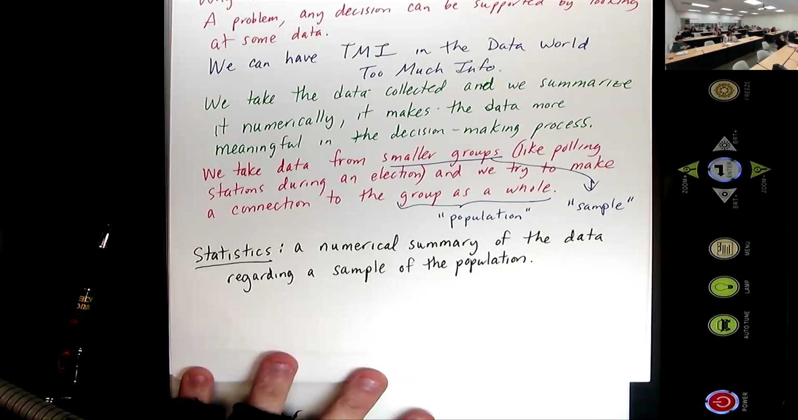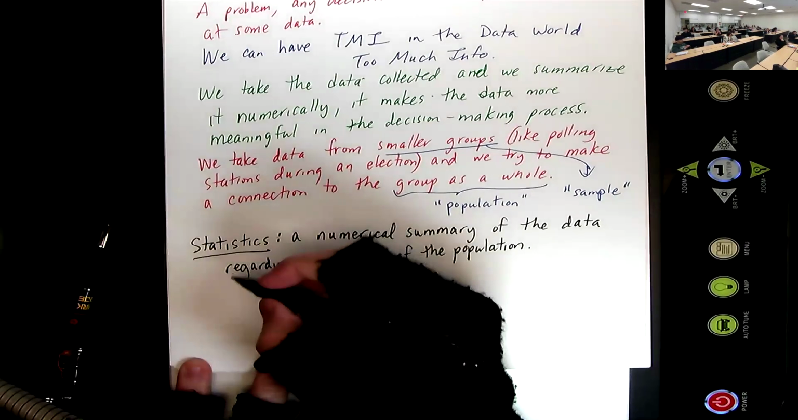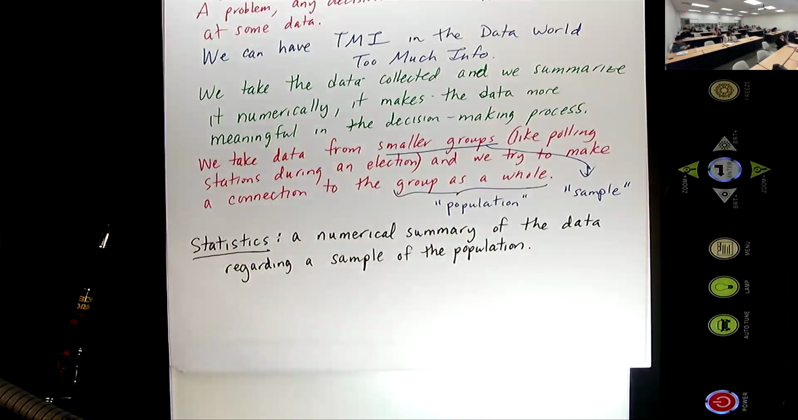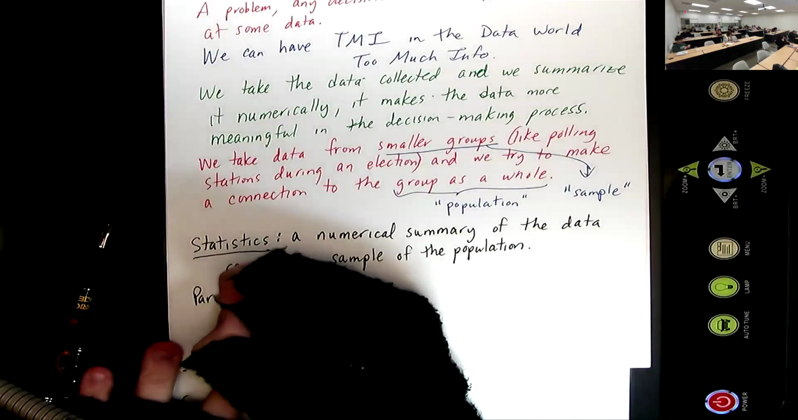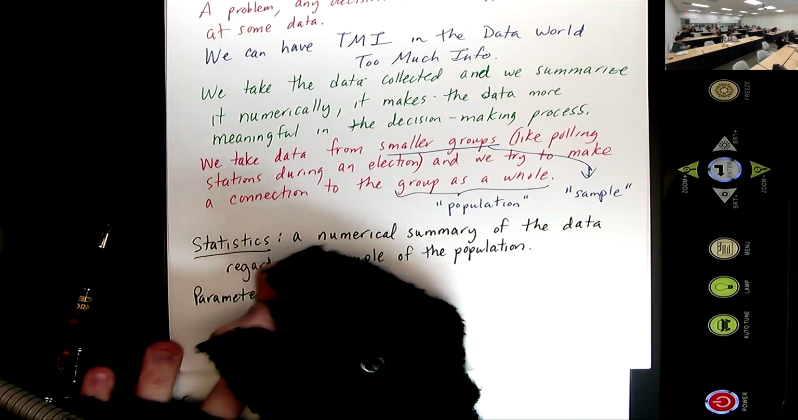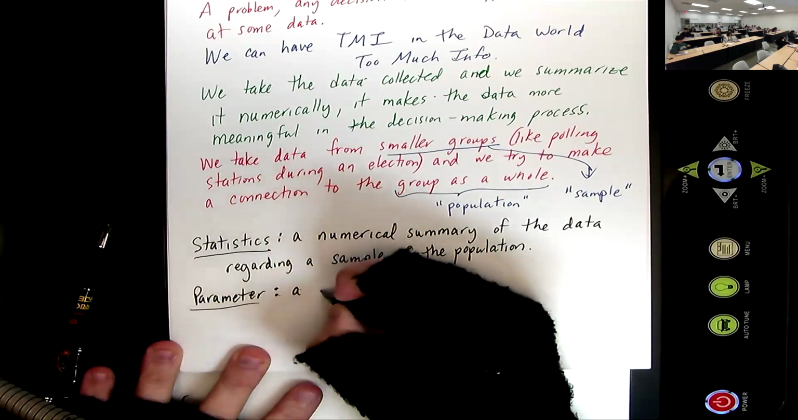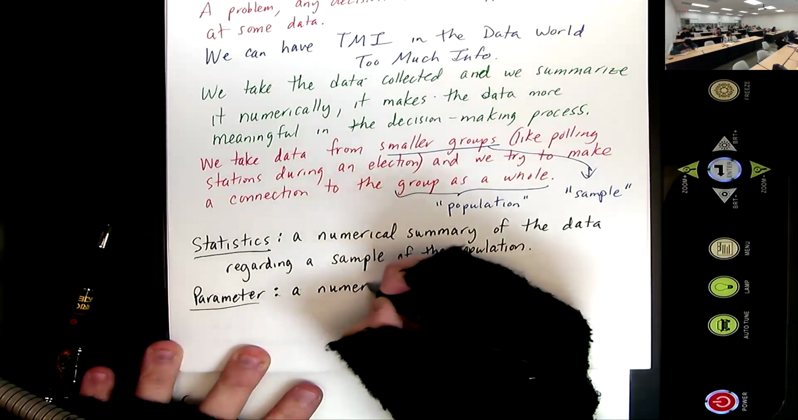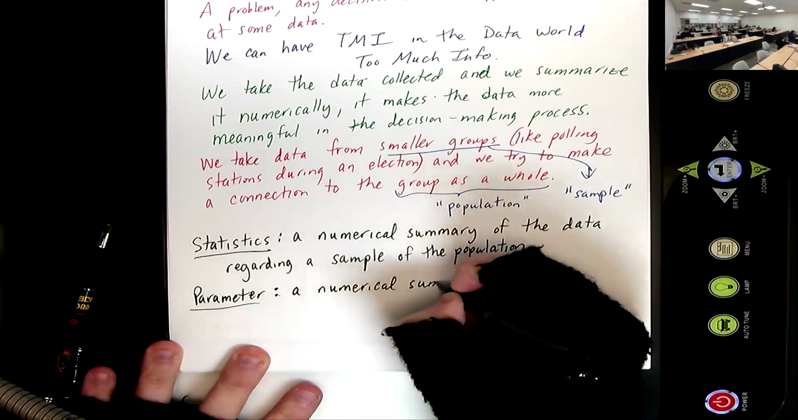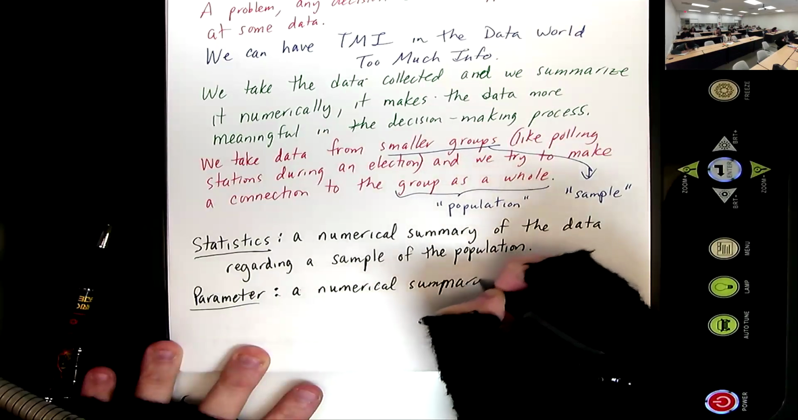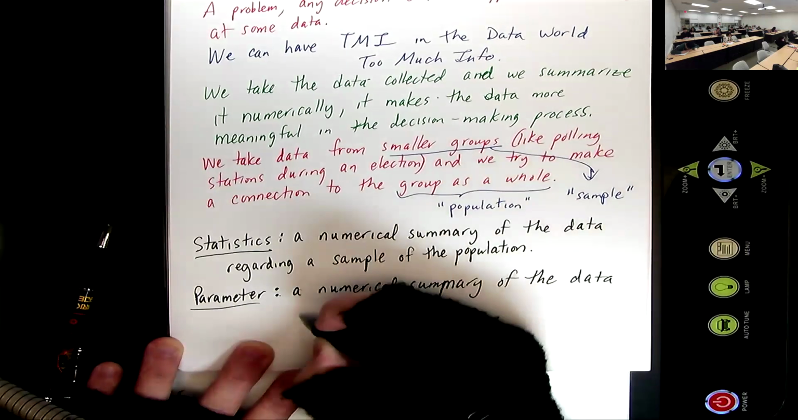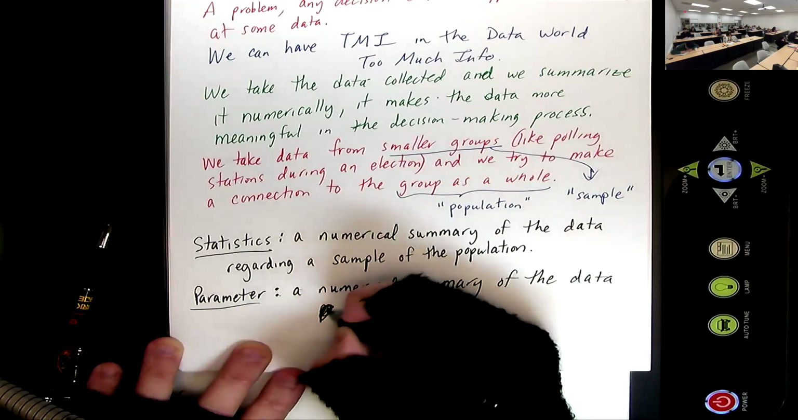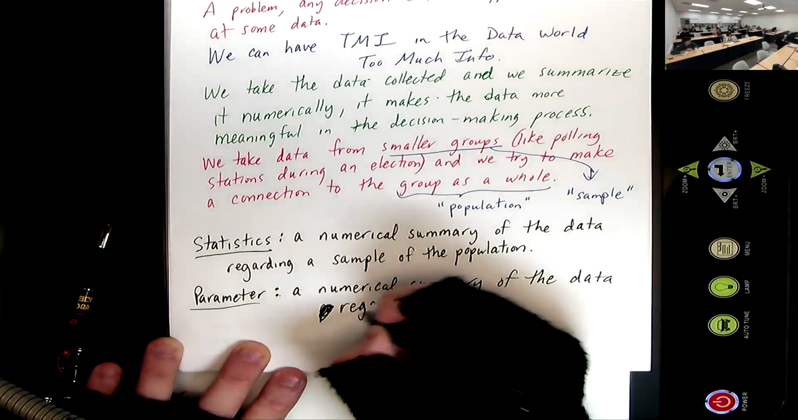But collecting data from all COS students is not realistic. When you can do it, we call the same piece of information a parameter. A parameter is a numerical summary of the data regarding a population. So we're no longer talking about a sample.